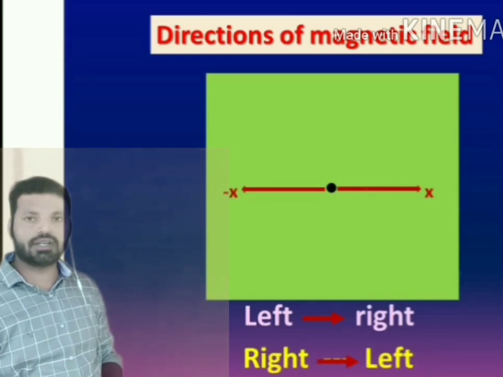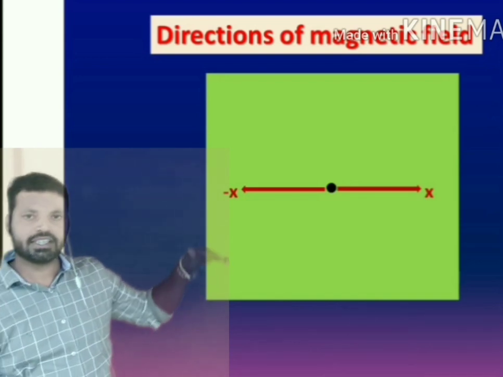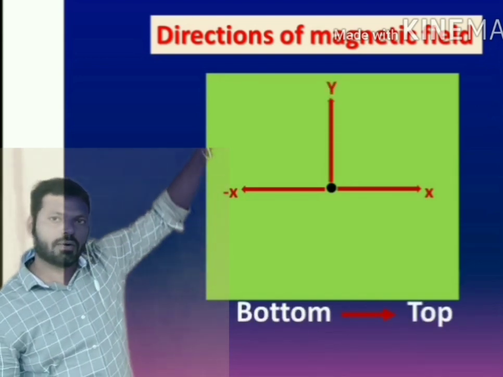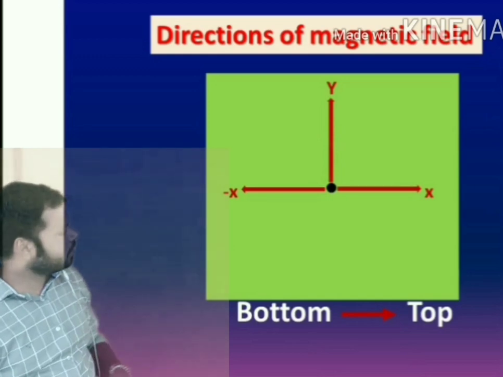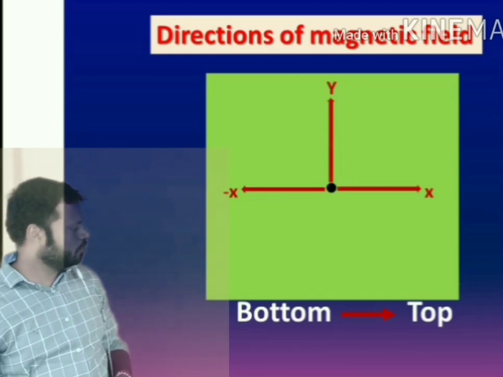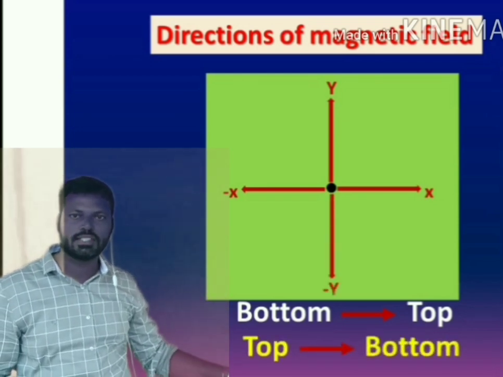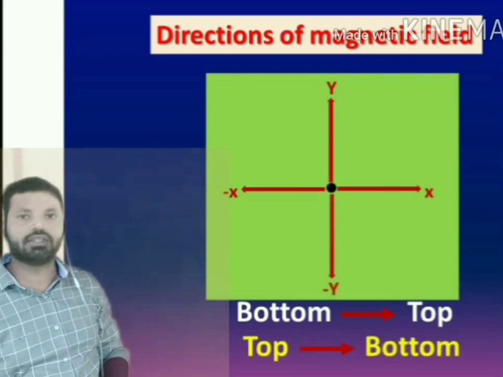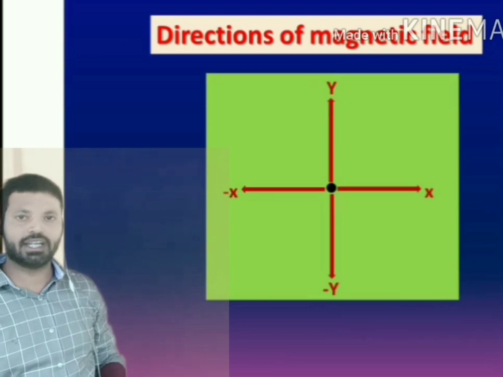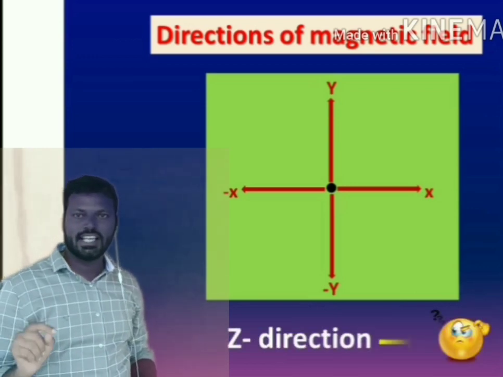Now positive y direction. It is upward direction from the center, that means bottom to top like this. Now negative y direction is downward from the center like this, top to bottom. This is easy. Now how to identify z direction?